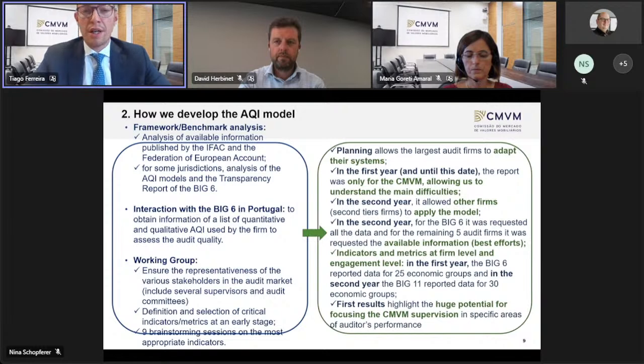After that, and we will see in the timeline, we tried to define a simple model. It's composed of eight indicators. And in the first stage, we selected a simple sample. So basically, we requested data from the Big Six in the early stage, on 25 projects. This approach by phases allows us to understand the difficulties of audit firms, allows us to calibrate the model, and allows us each year to evaluate if the indicators are useful for a majority of stakeholders.